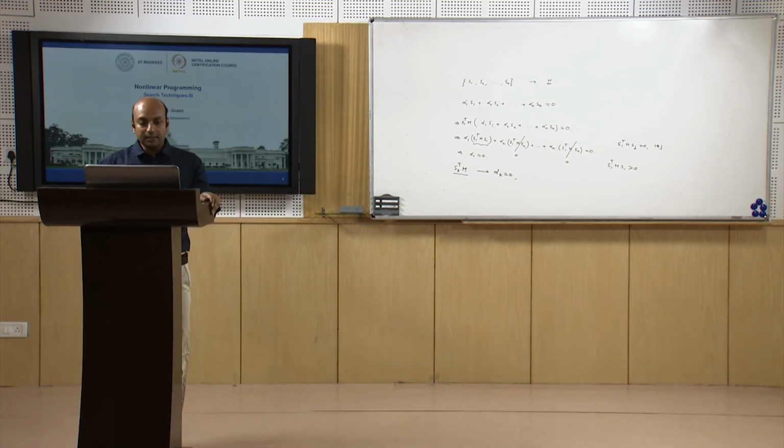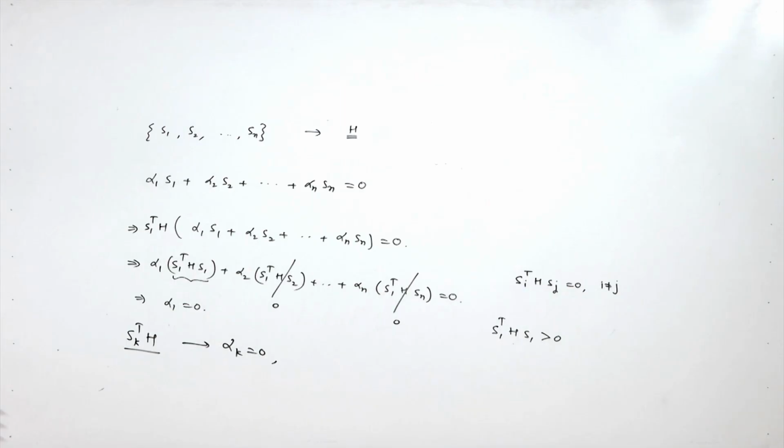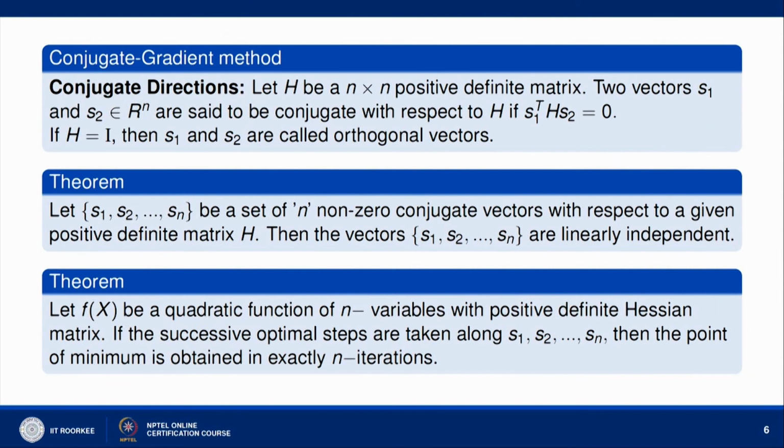Now, the next result: let f be a quadratic function of n variables with positive definite Hessian matrix. Okay. If the successive optimal steps are taken along S1 S2 up to Sn, then the point of minima is obtained exactly in n iterations. So, this is the theorem. I am not going to do the proof of this theorem. Okay.